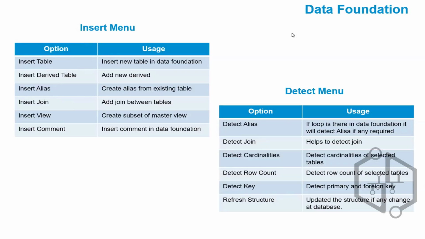These are the options available in the data foundation for inserting, and these are for detecting. The tool automatically provides some features to detect. If you want some help from the tool, if you are not sure which join is suitable, then we can select options like detect join, detect cardinalities, detect row count, so that it will automatically detect which join would be suitable for the tables.